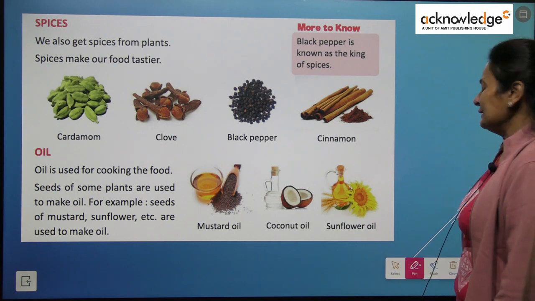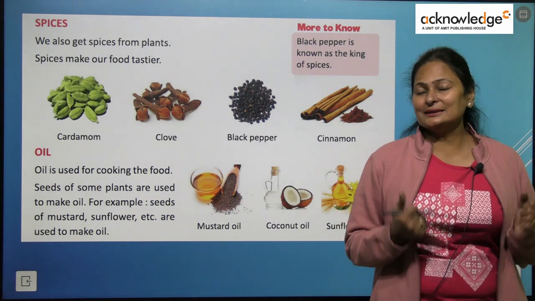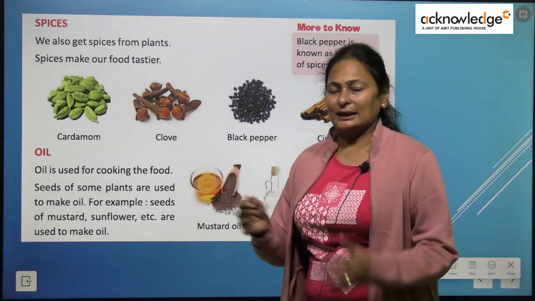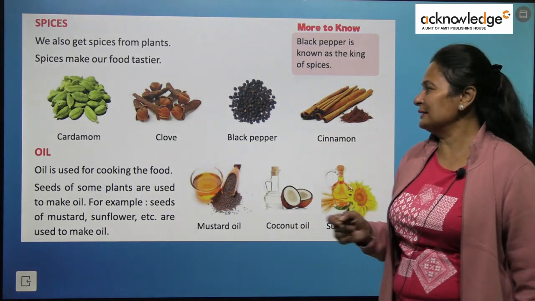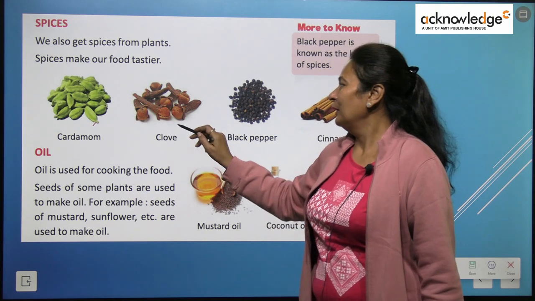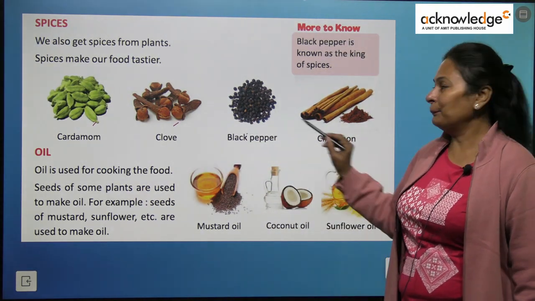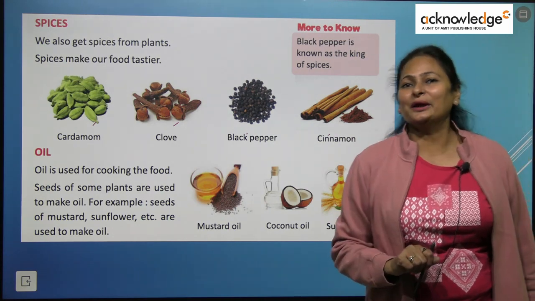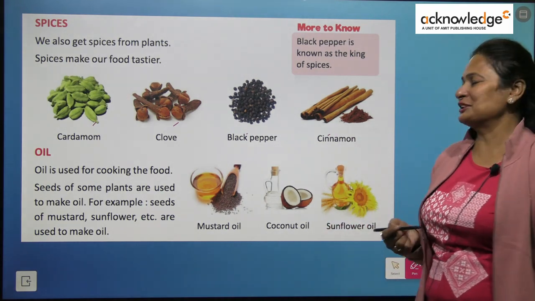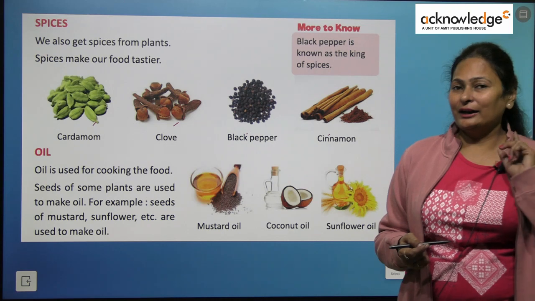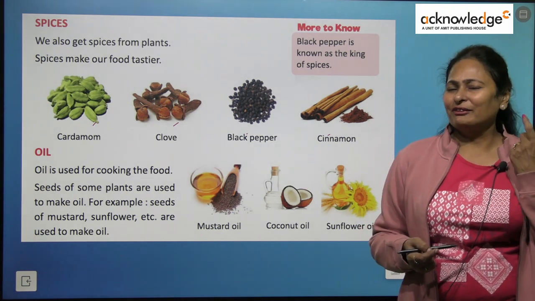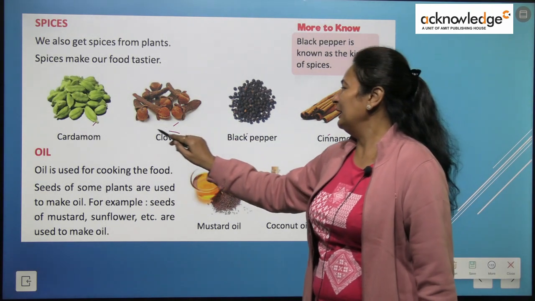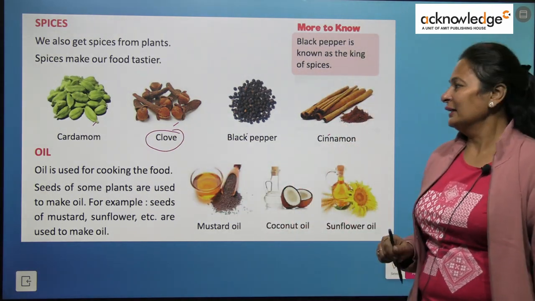Spices. Spices enhance the taste of the food. And again we get so many types of spices like cardamom, clove, black pepper, cinnamon. Black pepper is known as the king of spices, kids. And clove we use when we have toothache. Yes. So it relieves toothache, right?